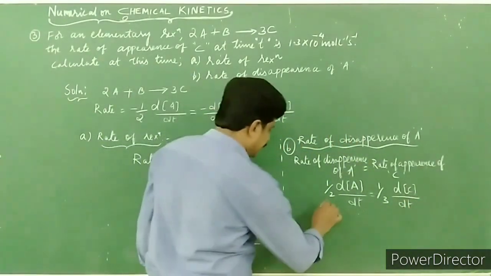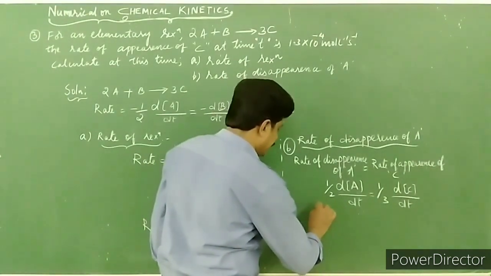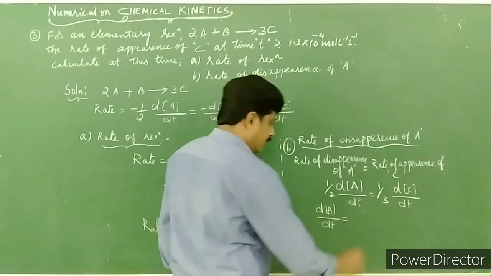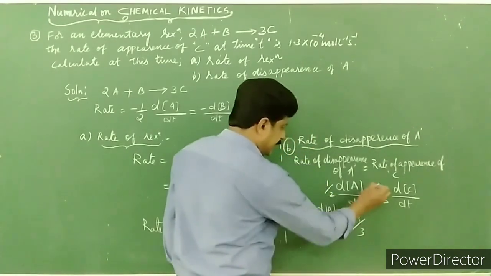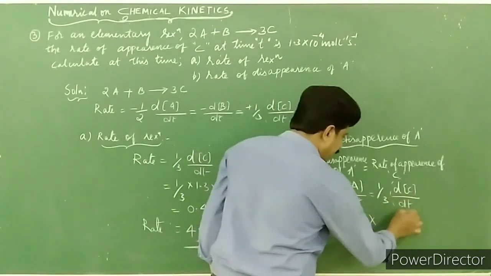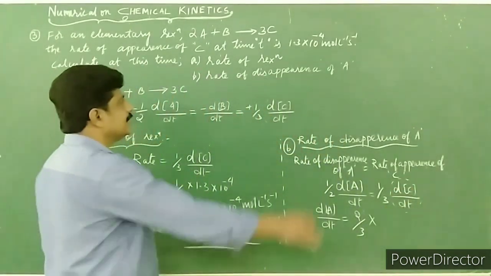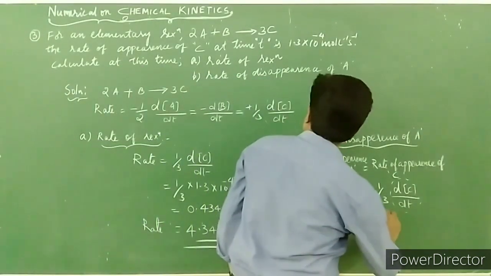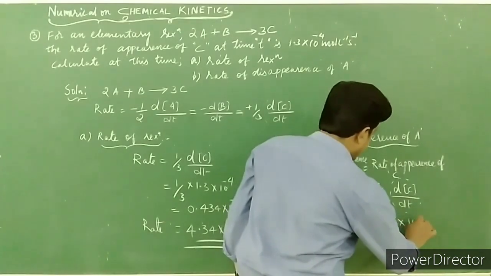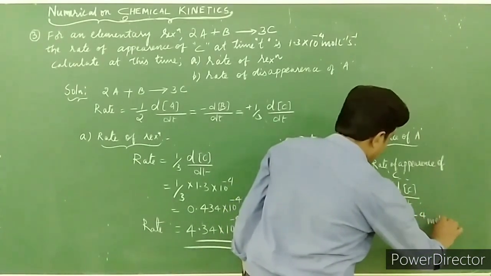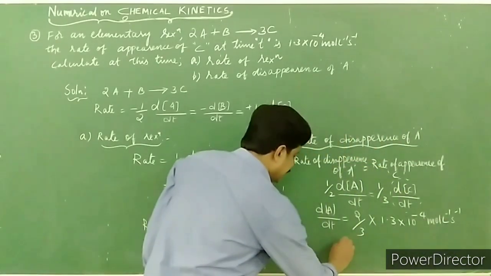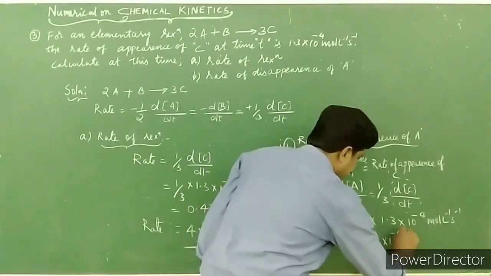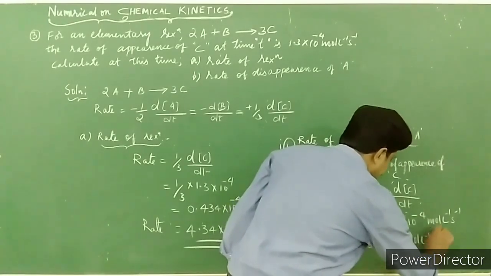Now children, I need to find out the rate of disappearance of A, right? Now 2 by 3, because this 2 I will take it here, 2 by 3 into this value, you know that how much? It is 1.3 into 10 to the power of minus 4 mole per liter per second. So I'll write here 1.3 into 10 to the power of minus 4 mole per liter per second. Children, if you simplify, you are going to get 0.838 into 10 to the power of minus 4 mole per liter per second.